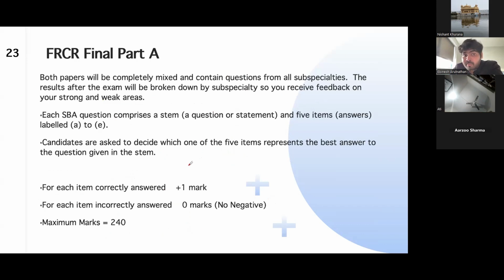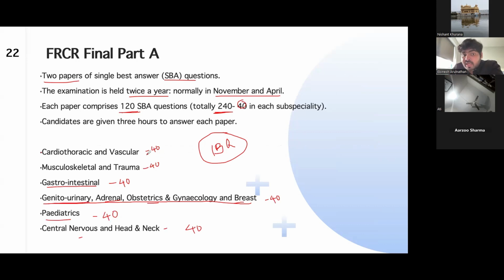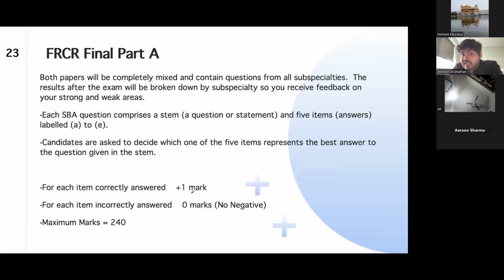When the results come, you'll be sent a mail which says your total marks, and you'll also be sent a breakdown of how much you have scored in each of these specialties. Out of 40 questions, how many did you get right, and what is your score in each of these subspecialties. You'll be sent a split up once your results are out.